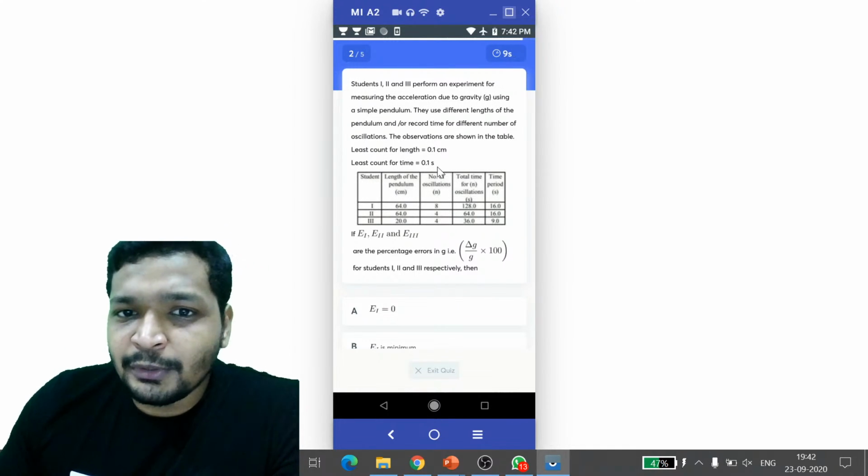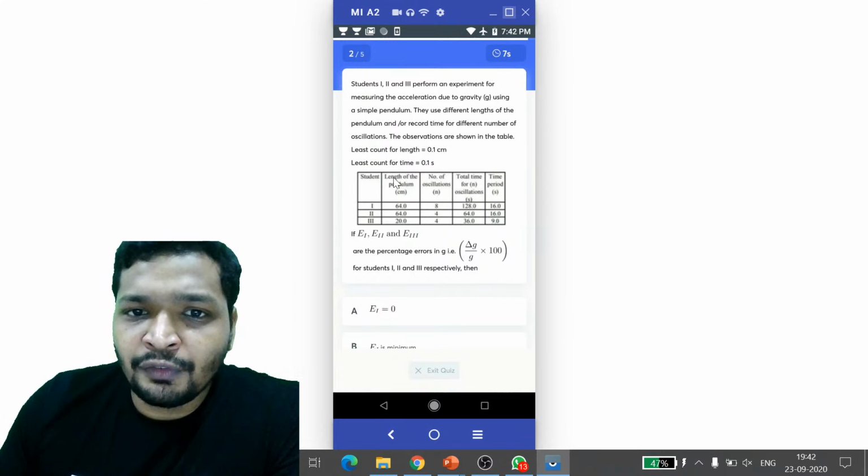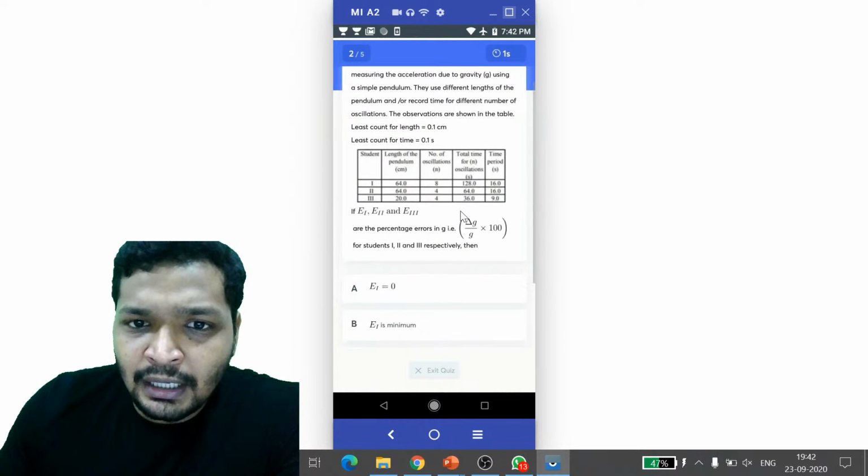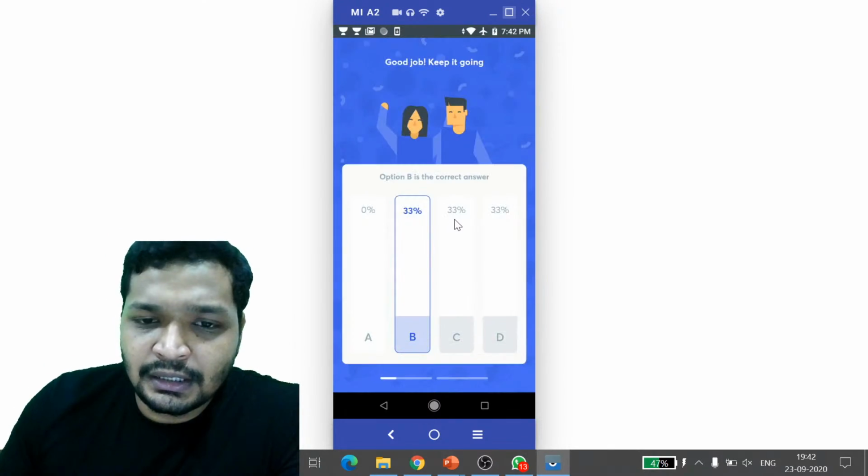So quickly, you must be doing it faster than me. And then the least count for the length is 0.1, for the time is 0.1 seconds. So delta g by g is given to you, and E1 and E2 are the percentage errors.